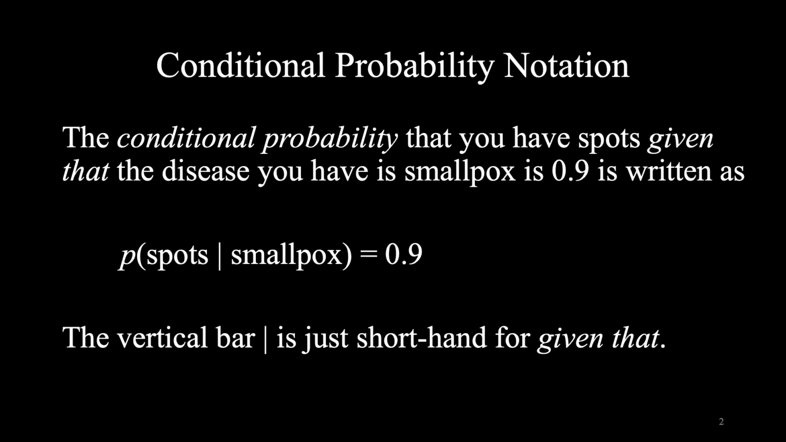As a reminder, in part 1 we used Bayes' rule to decide whether having spots means you have smallpox or chickenpox. From part 1 we already know that the probability that you have spots given that you have smallpox is 90% or 0.9. Because the value of this probability depends on the fact that you have smallpox, it is called a conditional probability, and it is written using a succinct notation as shown here. This equation is to be read as the probability that you have spots given that you have smallpox. So the vertical bar is just a shorthand for given that.